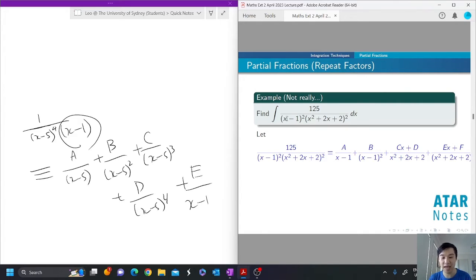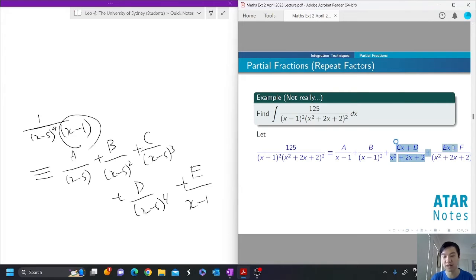So say we had to actually integrate 125 over x minus 1 squared times x squared plus 2x plus 2, that entire thing squared. What you have to do is, because we have a repeat factor for x minus 1, we start from x minus 1, sum up all the way to x minus 1 squared. So we've got two fractions for that. And here we've got this x squared plus 2x plus 2, the entire thing squared. So we have to start with it and then sum up to it squared.